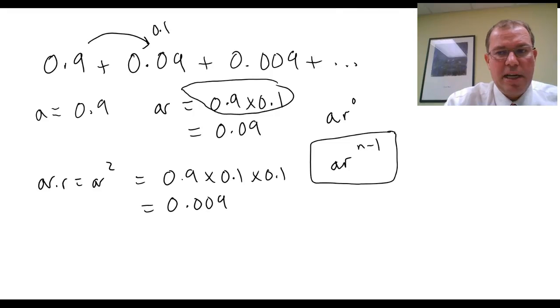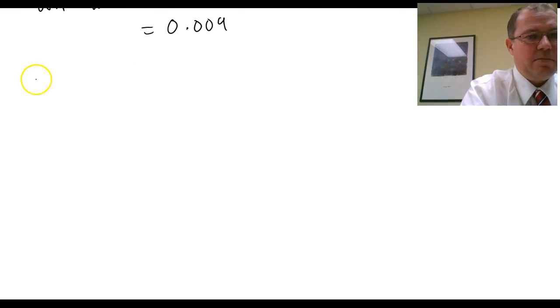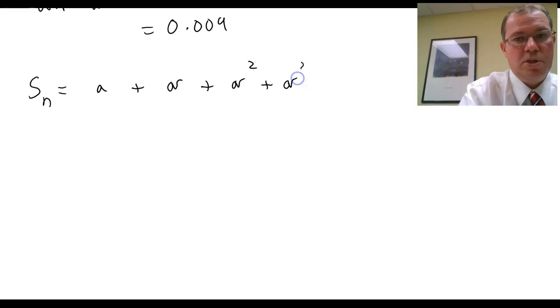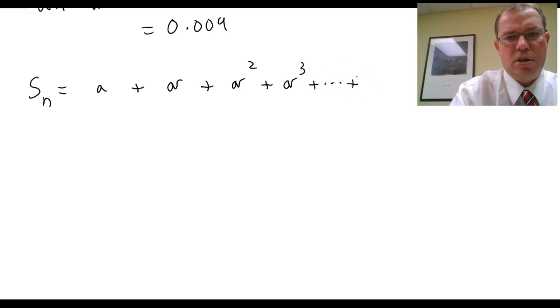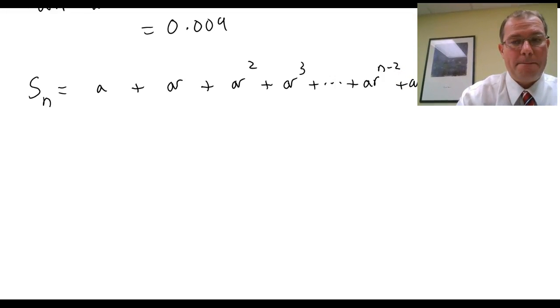Now we're going to look in general at the sum of the first n terms. If I write down my geometric series, the sum of the first n terms, the first term is A, the second term is AR, the third term is AR squared, the fourth term is AR cubed, plus ... and then I'm going to write the last two terms down. The penultimate term would be AR to the n minus 2, and the last term would be AR to the n minus 1.